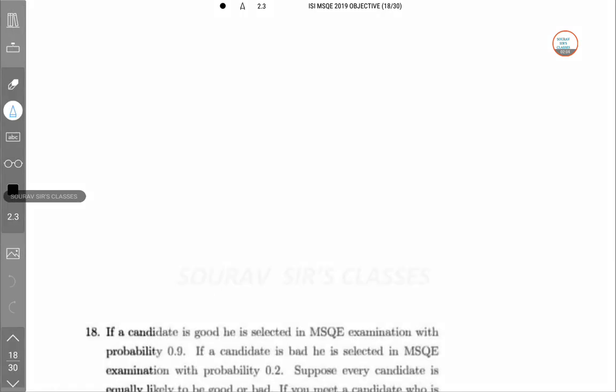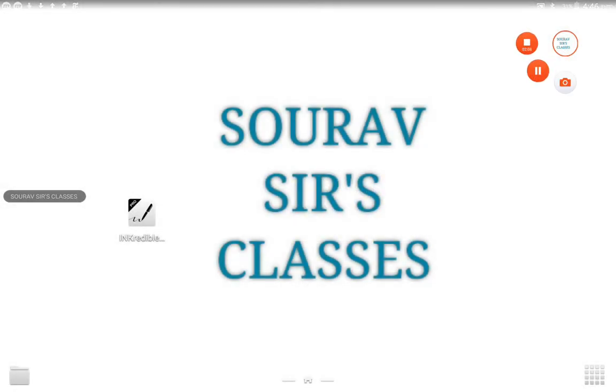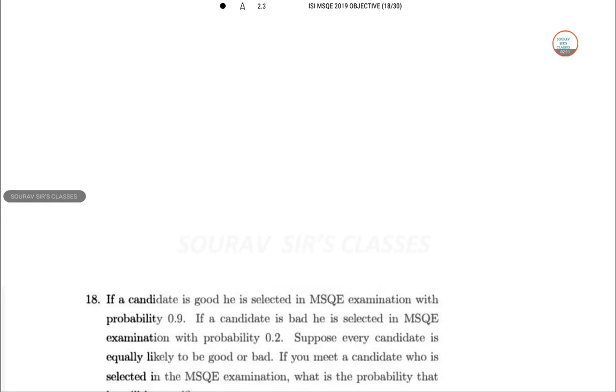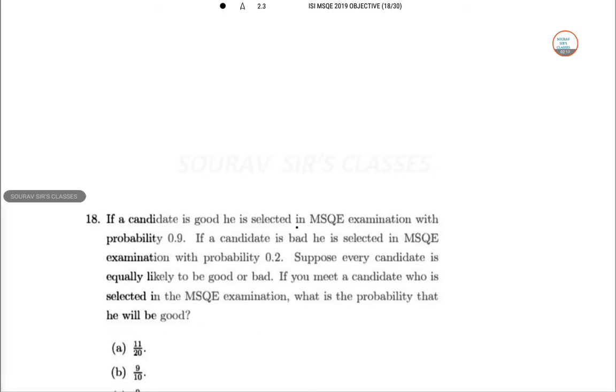Next question. If a candidate is good, he is selected in the MSQE examination with probability 0.9. If a candidate is bad, he is still selected in the MSQE examination with probability 0.2. Suppose that every candidate is equally likely to be good or bad. If you meet a candidate who is selected in MSQE, what is the probability that he is good?